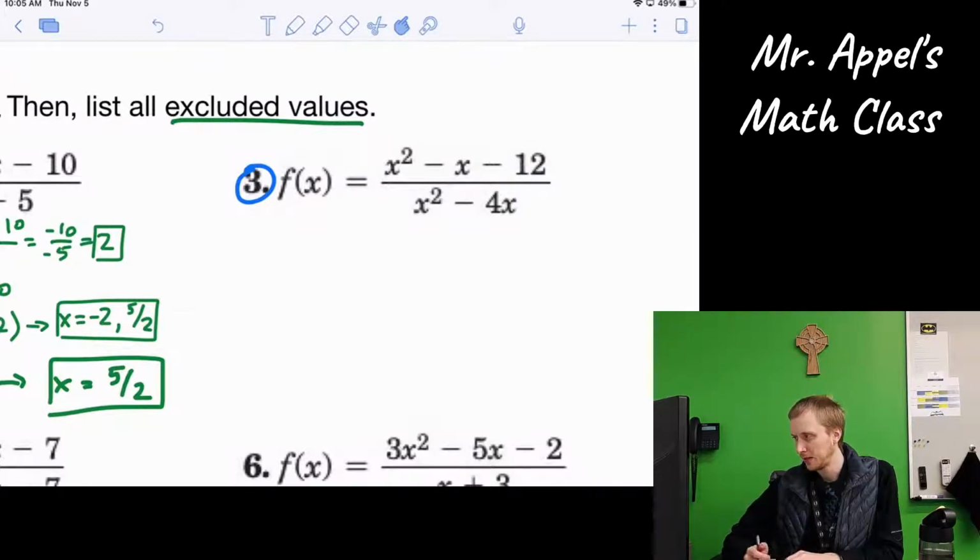Okay, that's one. Oh, there's the rest. Okay. Y-intercept, x-intercept, and excluded. Okay. Factor and solve that denominator. But otherwise, good so far.